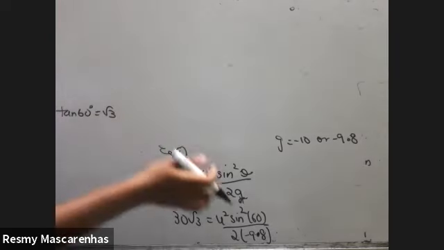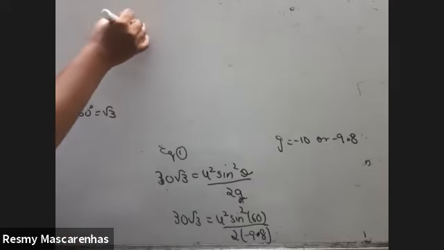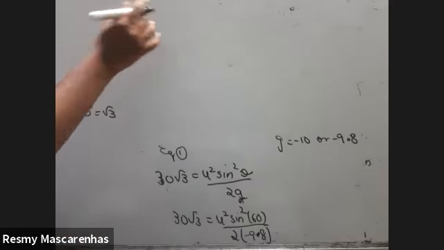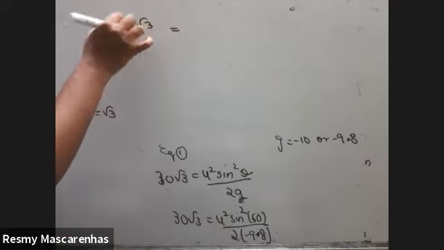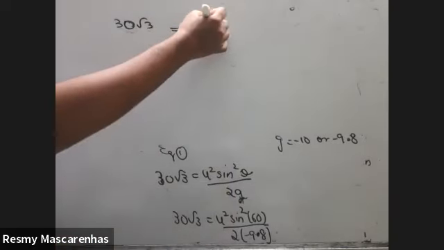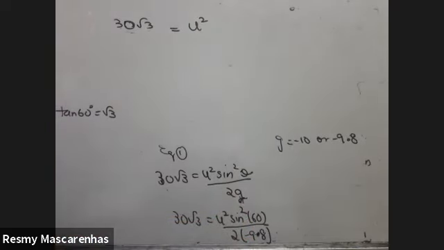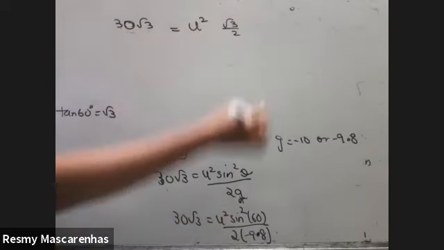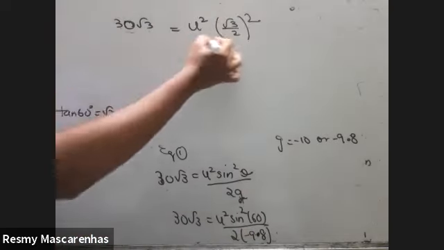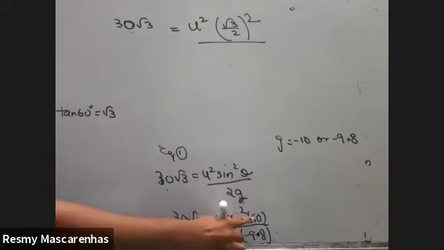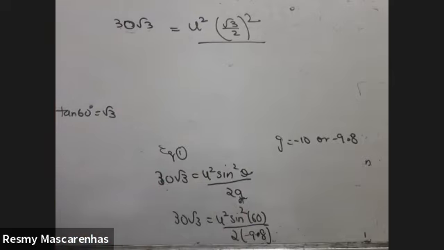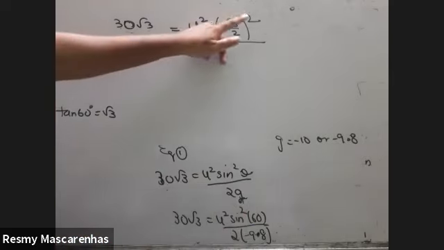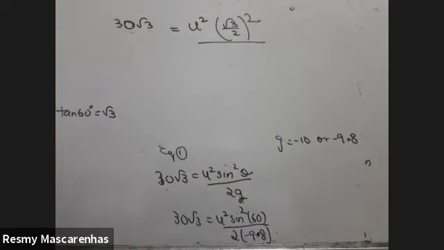Now what is sine 60 degree? u square, sine of 60 is root 3 by 2, but there's a square sign, so we have to square it. The value of sine 60 you have to find first and then square it. And then just for simplicity, otherwise we'll take it as 10 minus 10. So this will become minus 20.